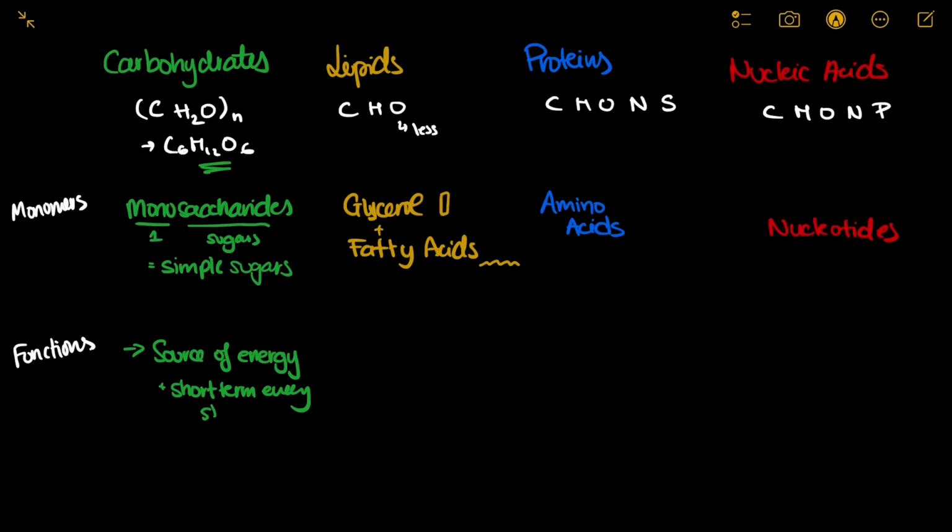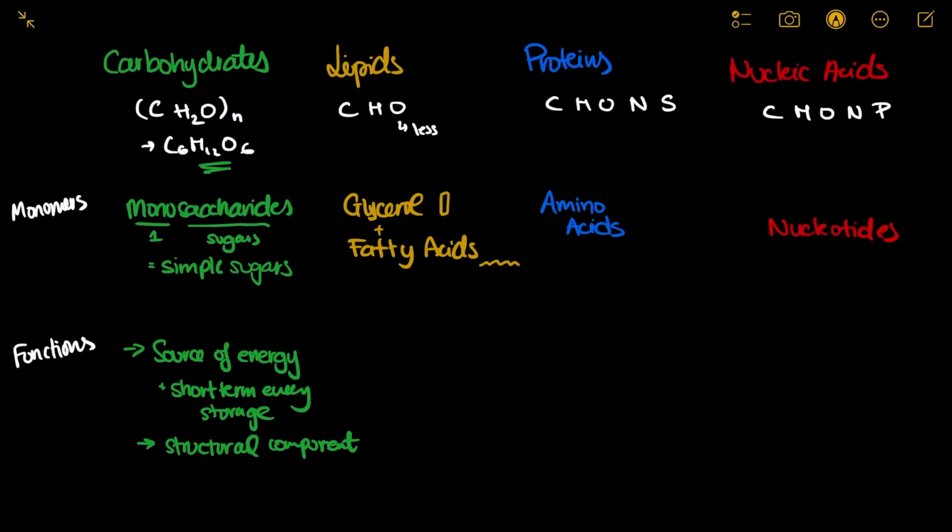Energy storage. Another function of carbohydrates is as structural components, but the main function is the source of energy. An example of a structural component is cellulose. That's another carbohydrate, which is found in plants, and for us humans, it is dietary fiber when we eat plants.